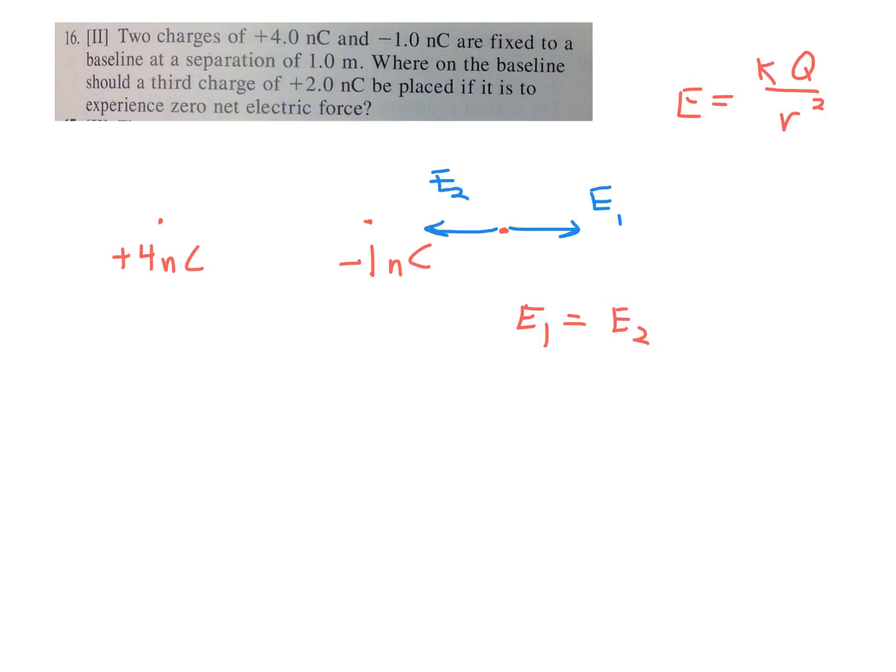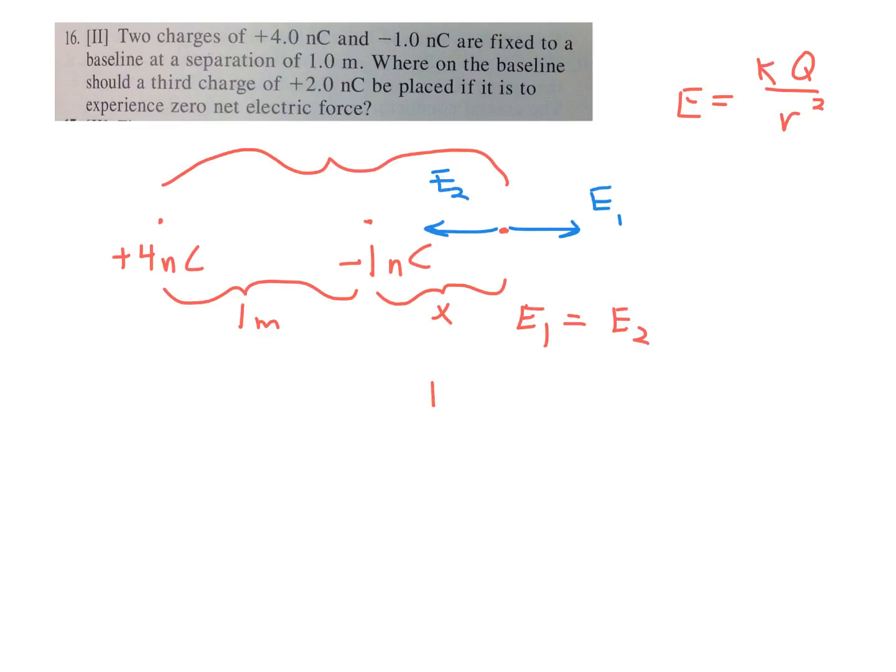You're going to plug in E sub 1. Now let's get a little creative or symbolize our distances here. This distance between the plus 4 and the minus 1, how far apart are they? Oh, they're 1 meter apart. And the key is, how far I am to the right, I'm going to call that X. And then this is 1 meter. So my distance from the 4 nanocoulomb charge is 1 meter plus X.